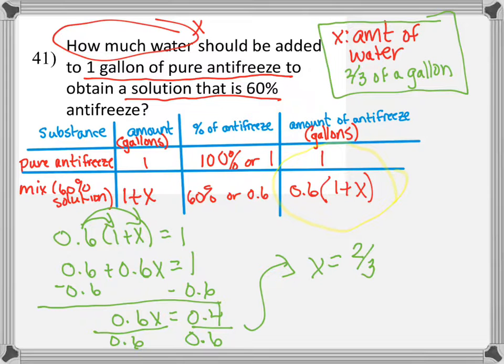So x is the number of gallons of water. We would need to add 2/3 of a gallon of water to the pure antifreeze to obtain a solution that is 60% antifreeze.